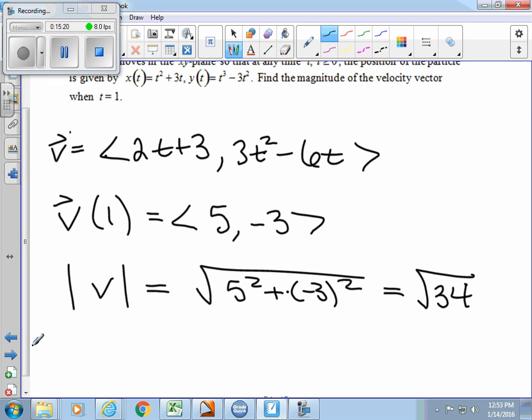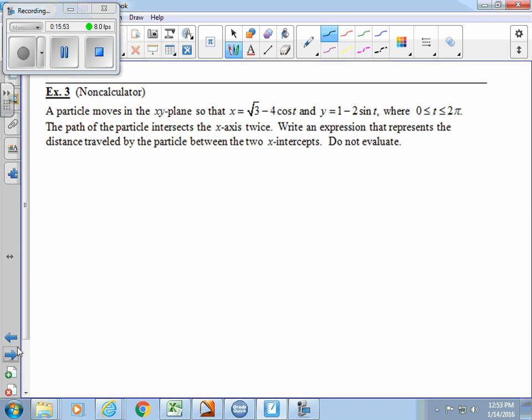Quick mental note. If the velocity at time 1 in the x component is 5, which way does that mean the particle's moving horizontally at time 1? To the right. Why to the right? Because the velocity of the x coordinate is positive. What about the y? What's it doing? It's going down at time 1. So some mental notes about what that velocity vector even means to us.